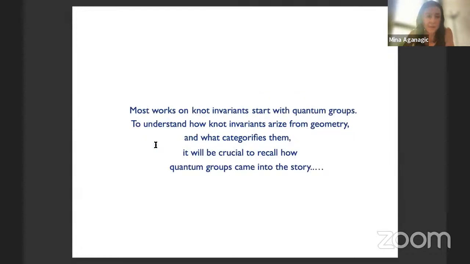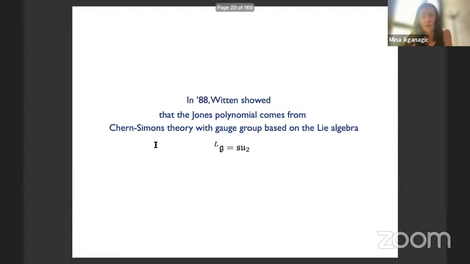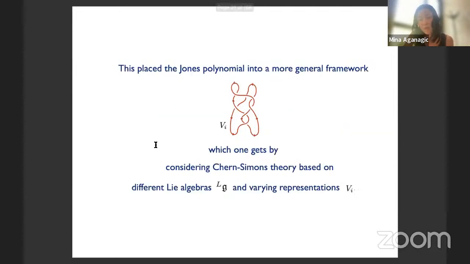Most works on knot invariants start with quantum groups. To understand how knot invariants arise from geometry and what categorifies them, it will be crucial for us to recall how quantum groups came into the story. In '88, Witten showed that the Jones polynomial comes from Chern-Simons theory with gauge group based on Lie algebra SU(2). This placed the Jones polynomial in a more general framework, which you get by considering Chern-Simons theory based on different Lie algebras and varying representations.